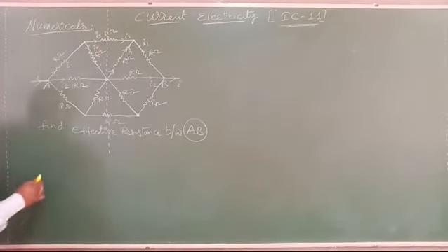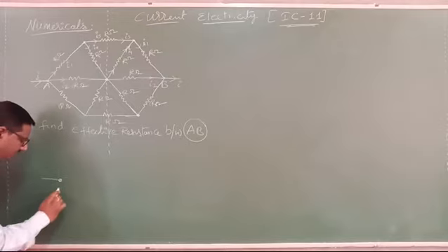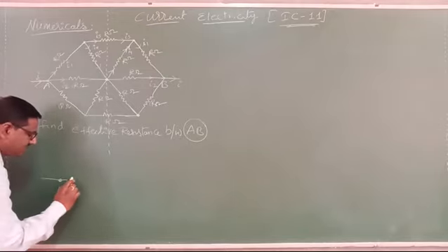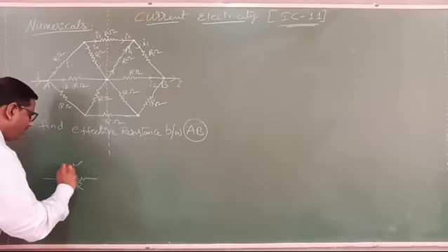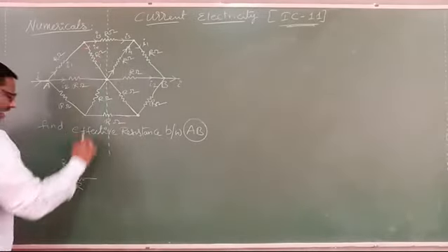While I cut the half, the circuit will become this: this is point A, this is R ohm resistance, and here also R ohm, and at this point what do we have?